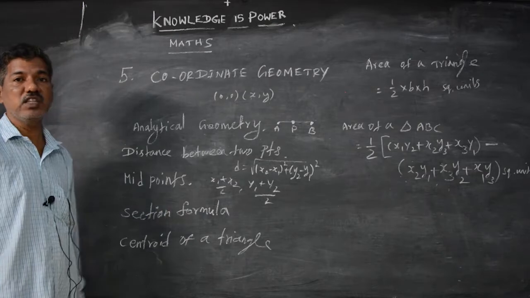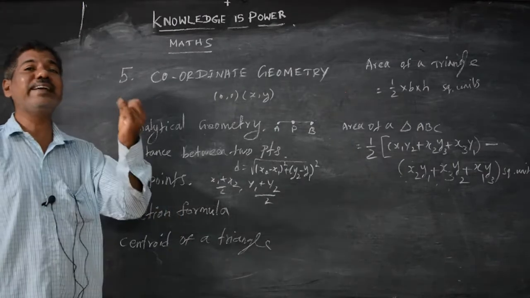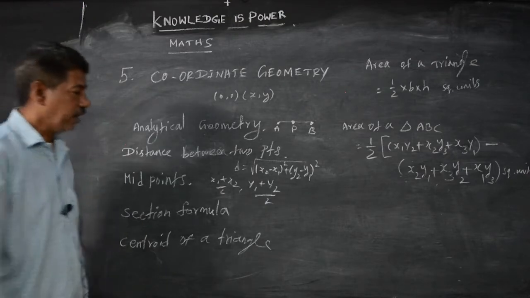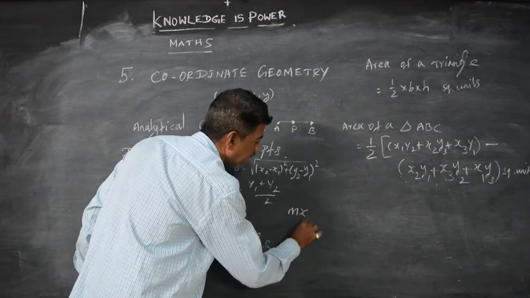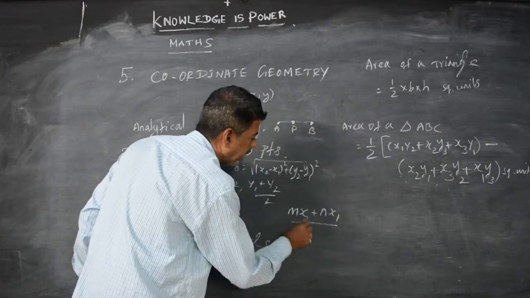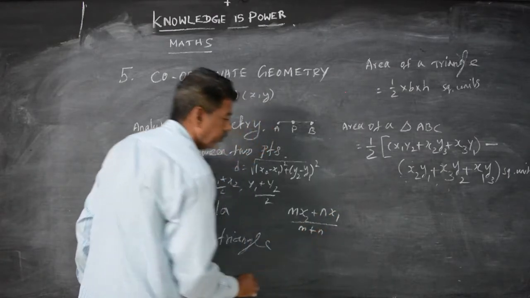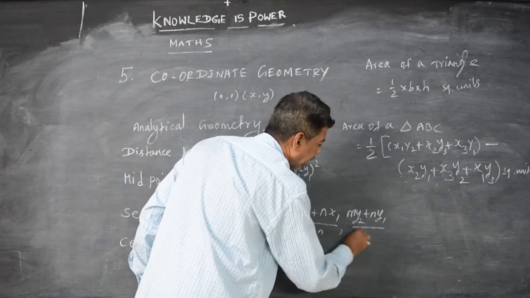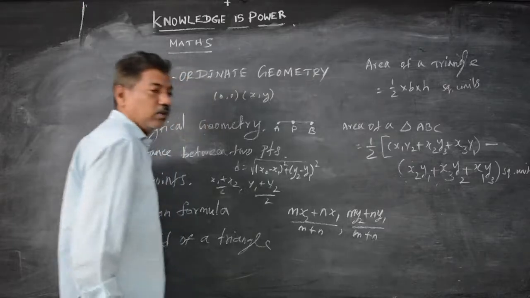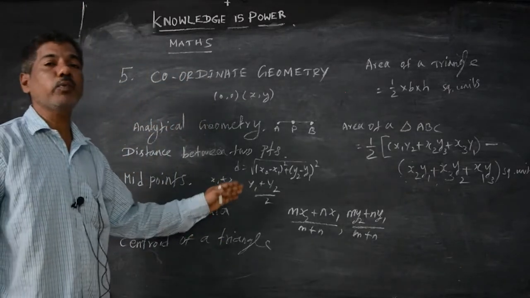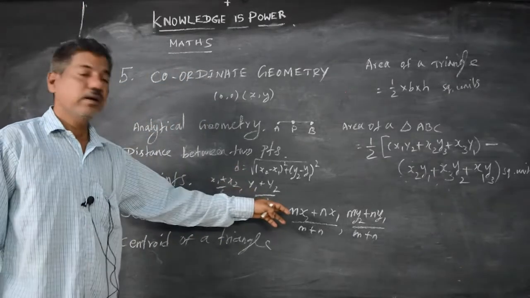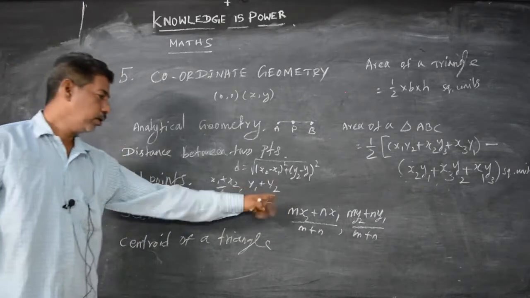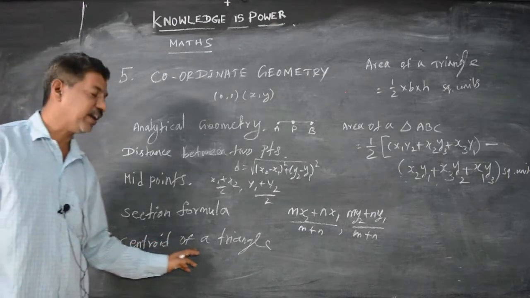Next, the section formula. This also we studied last year. Section formula, internally and externally. One of the formulas we use is m x2 plus n x1 by m plus n, and likewise m y2 plus n y1 by m plus n. This is one of the section formulas; for external division, minus is used, and for internal division, plus is used. So you have to recall that. And the centroid of a triangle.